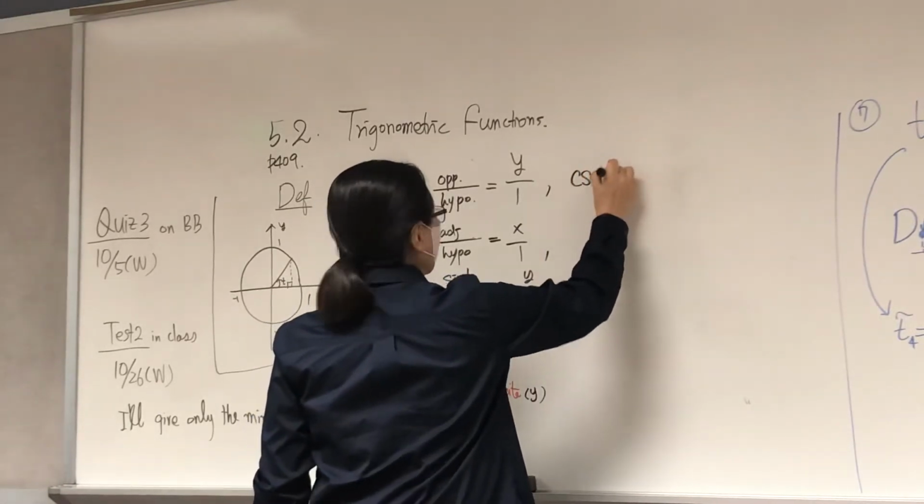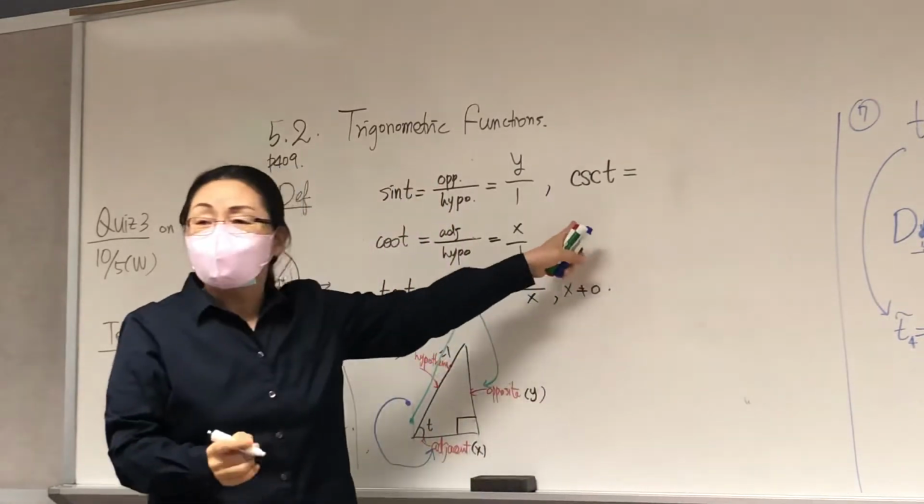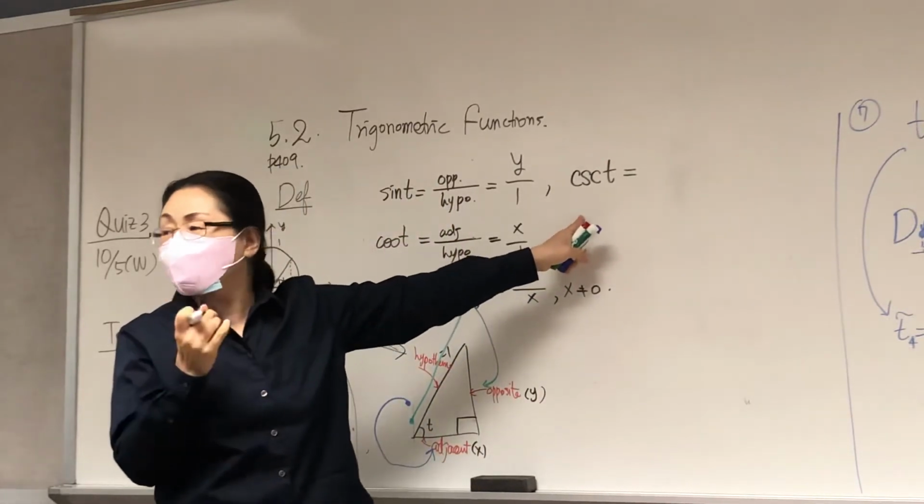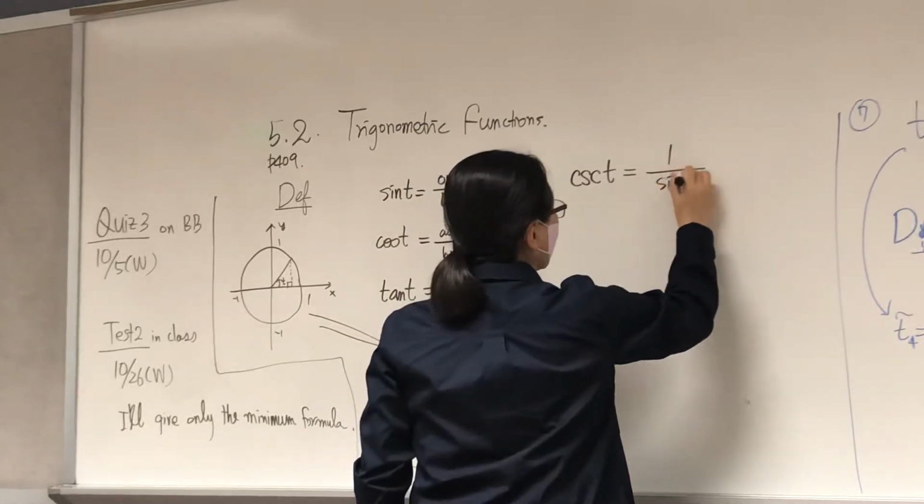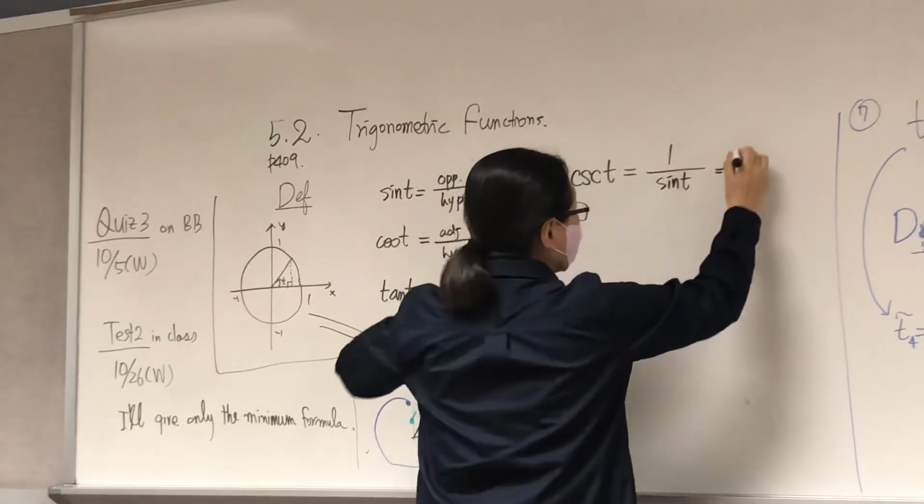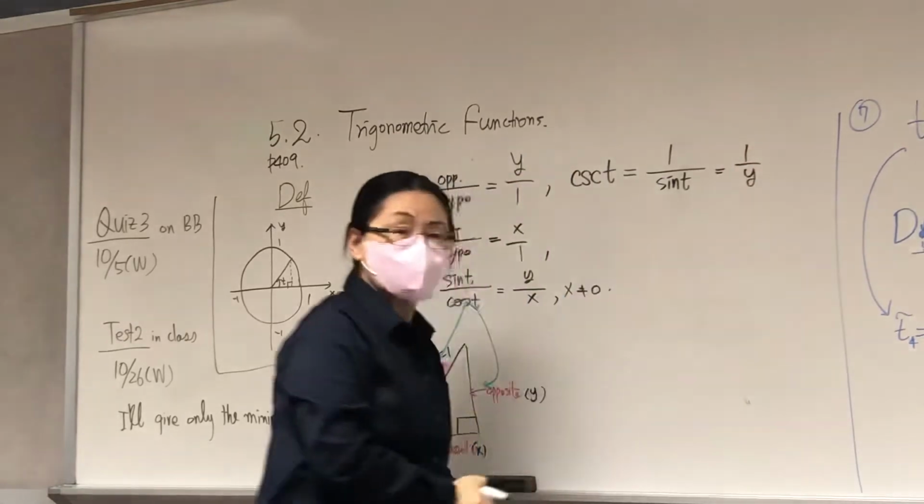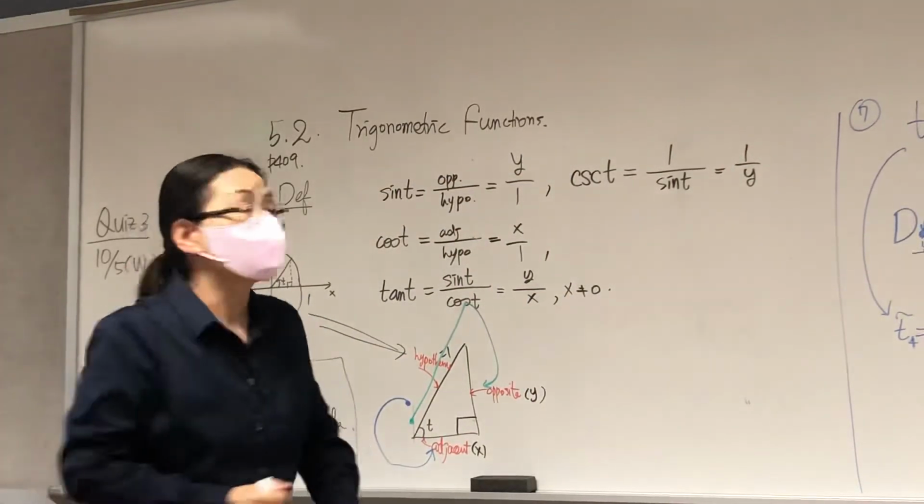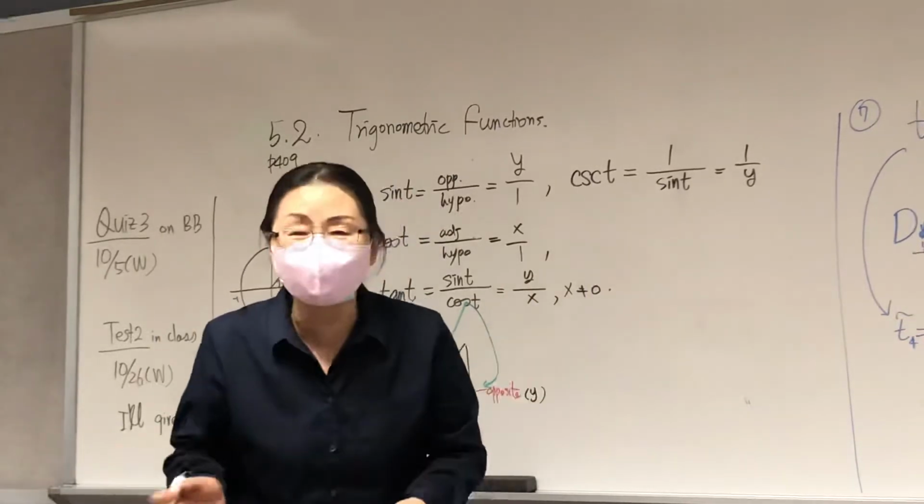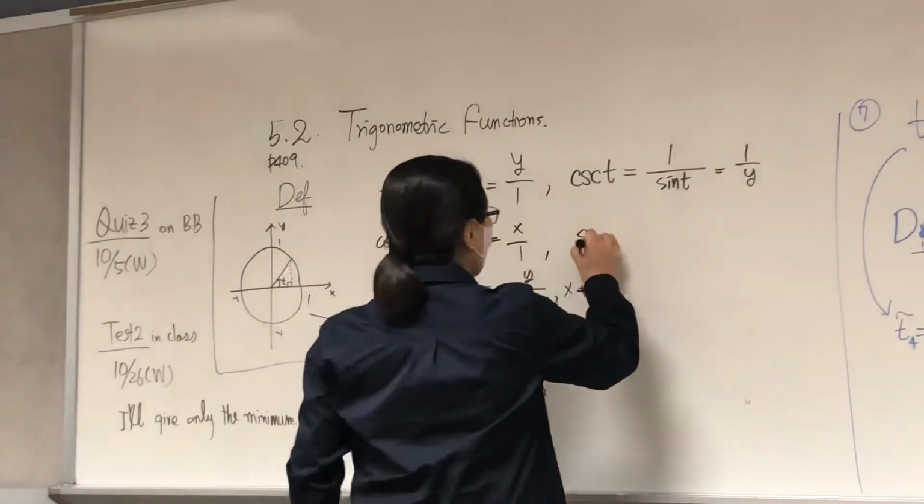Cosecant. You have to know how to pronounce it. Cosecant t means 1 over sine t. Sine is y, so it is 1 over y. Do you understand? Yes, that's the definition. Don't ask me why. That's the definition.